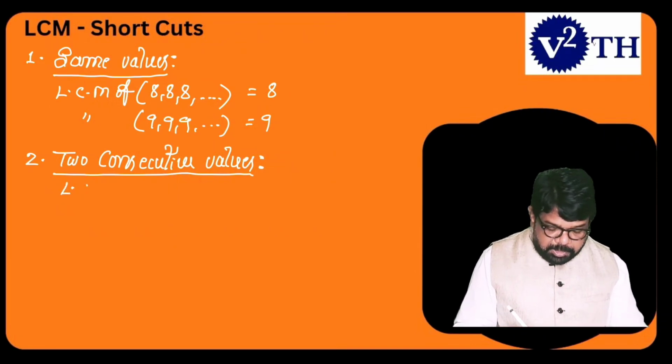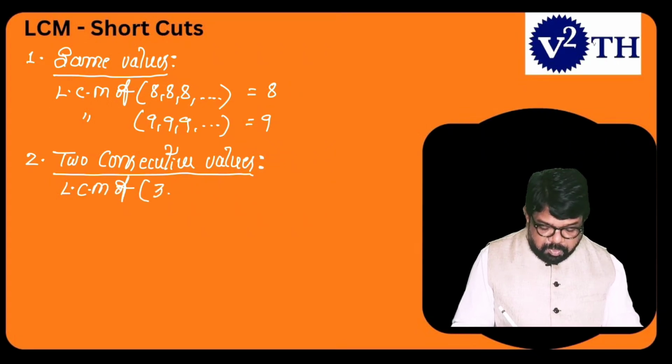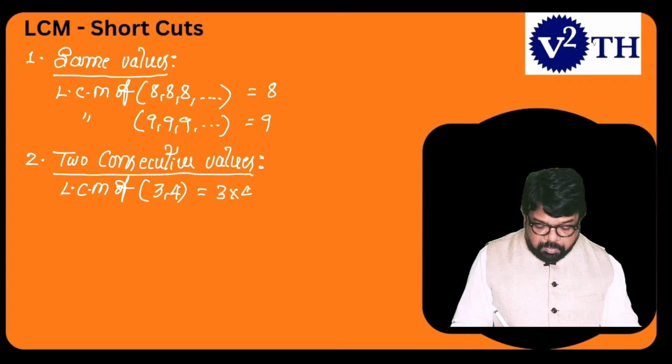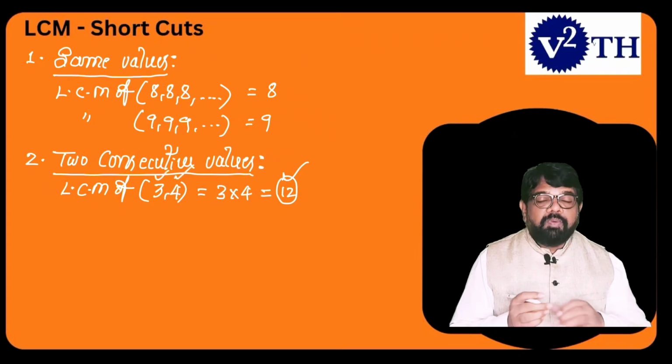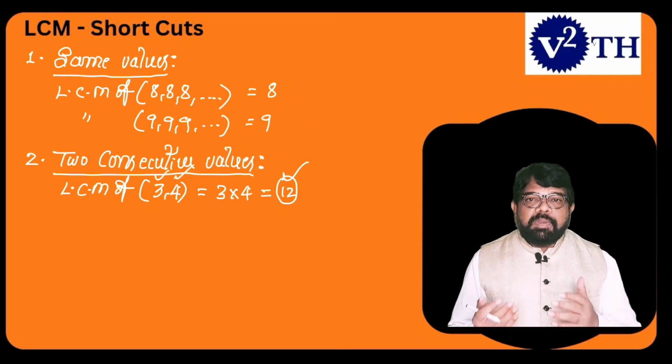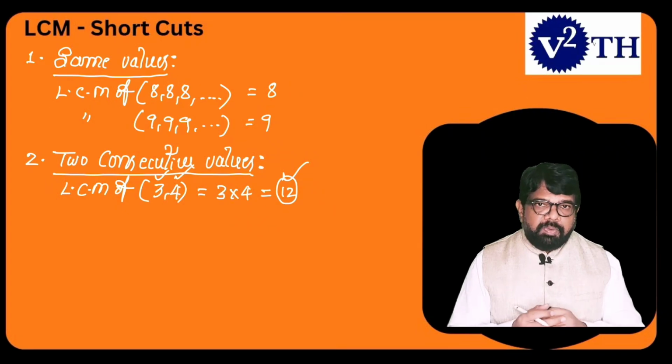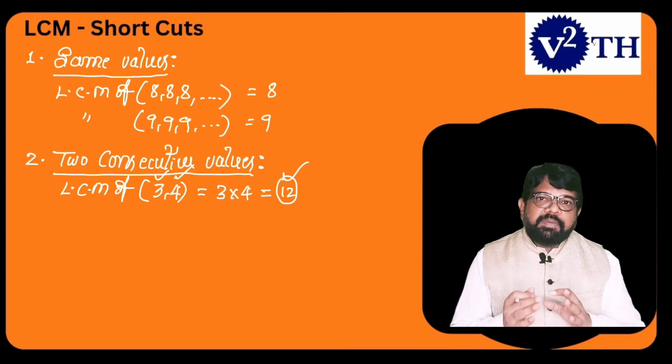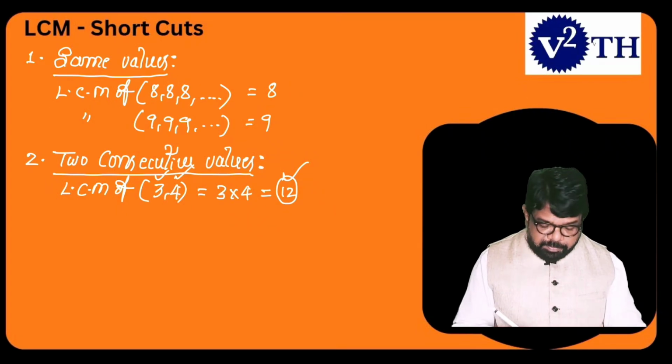Suppose the LCM of 3, 4. What is the LCM of 3, 4? Their product, 3 into 4, is 12. By observing the definition, 12 is divisible by 3 and divisible by 4. 12 is the least number which is exactly divisible by 3 and 4. So for any two consecutive values, simply their product gives the LCM.